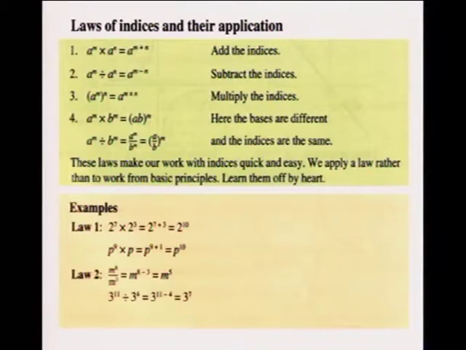If we have a to the power m times b to the power m, then we say a times b in brackets to the power m. Here the bases are different. And when we divide, then we have a to the power m divided by b to the power m. That's in brackets a over b to the power m. Then the indices are the same.